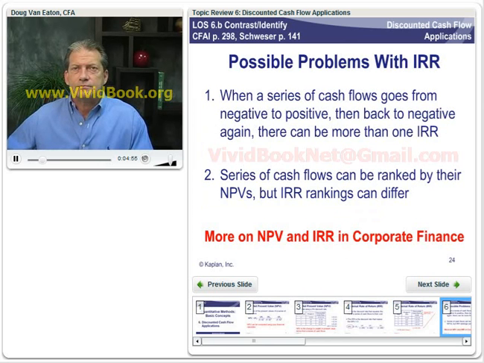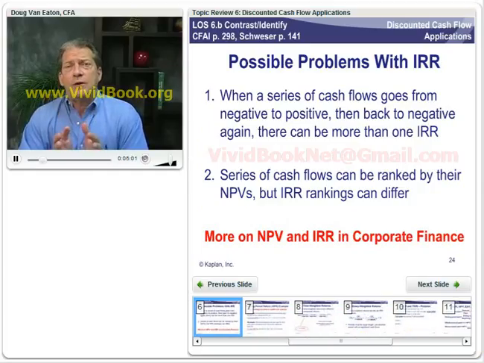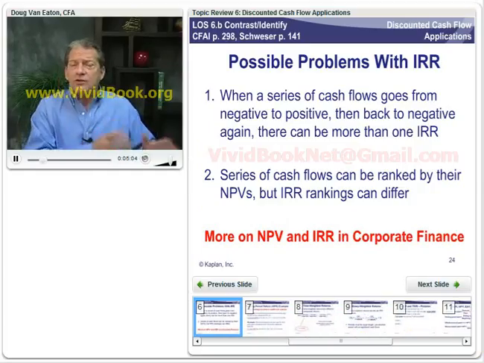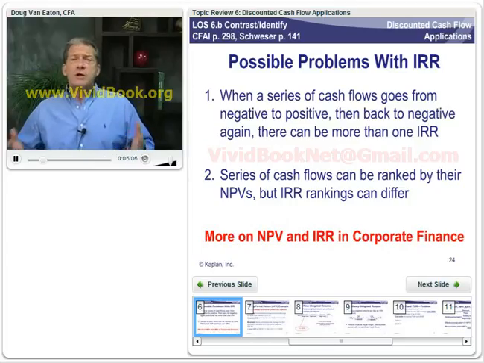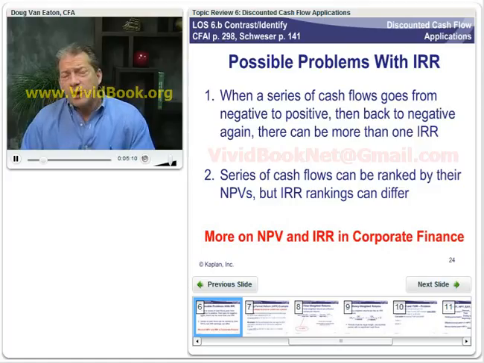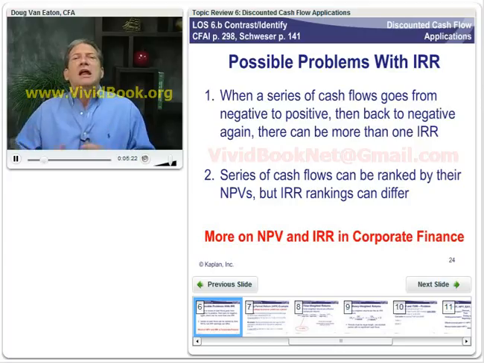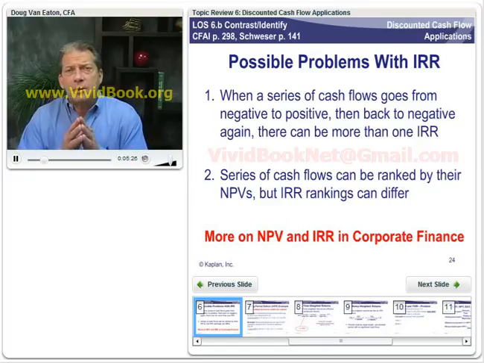Now, there are some possible problems. I talked about a simple project where we have an initial cash outflow that's negative and then positive cash inflows over a number of years. And we get a single solution for the internal rate of return. But if this project were more complex, if there were changes in the sign of the cash flows besides that initial one, then we could have more solutions to NPV equals 0. We call this the problem of multiple IRRs.